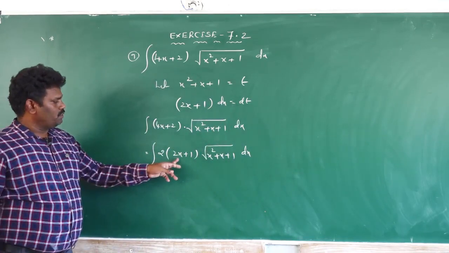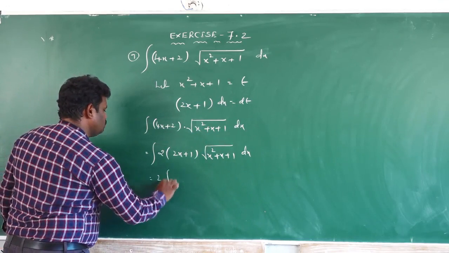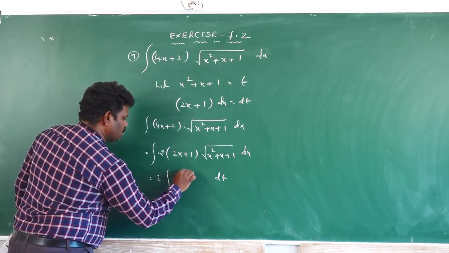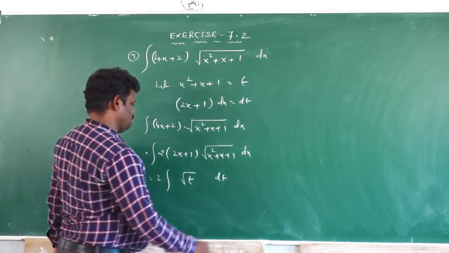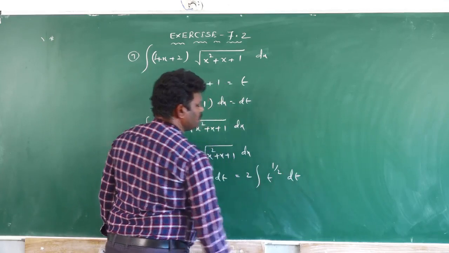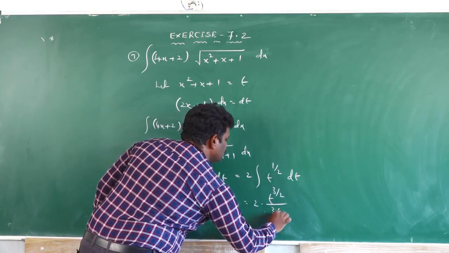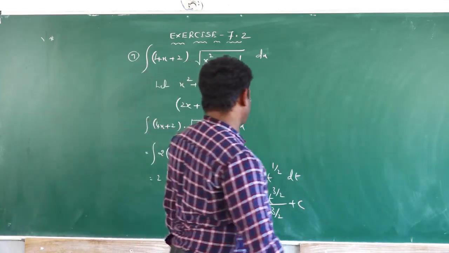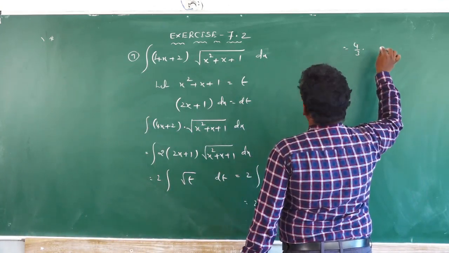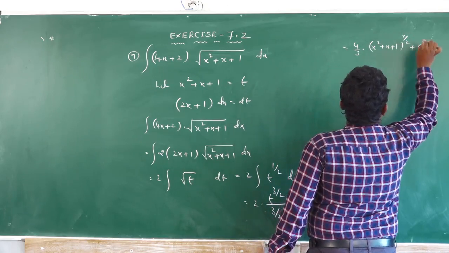Now see, (2x plus 1) dx is equal to dt. So 2 is a constant, and (2x plus 1) dx is equal to dt, and the remaining value is root t. Then we get 2 into the integral of t power 1 by 2 into dt, that is equal to 2 into t power 3 by 2 divided by 3 by 2, plus c. So finally that is equal to 4 by 3 into t, where t is x square plus x plus 1, whole power 3 by 2 plus c.